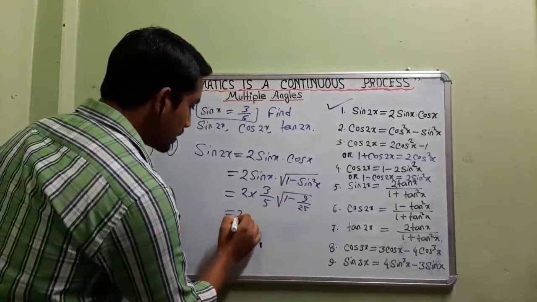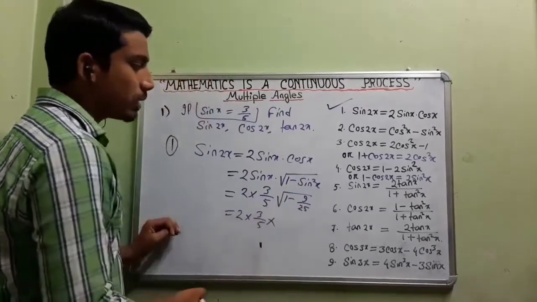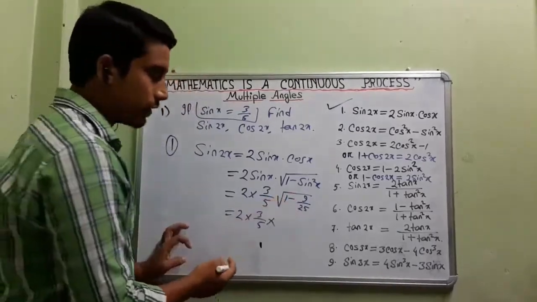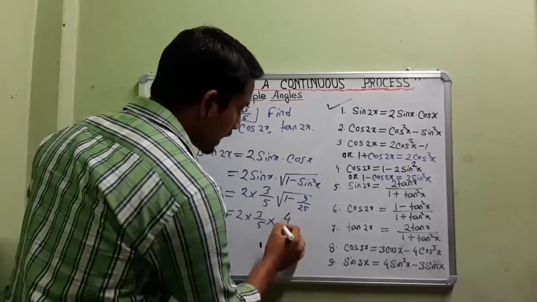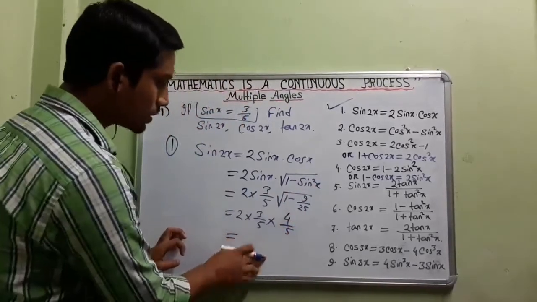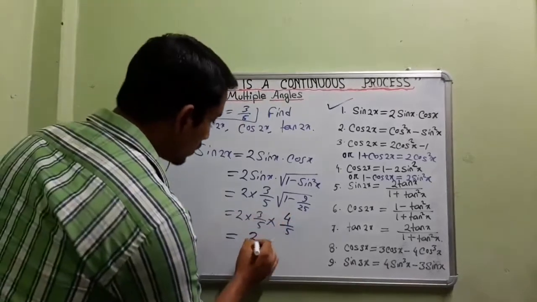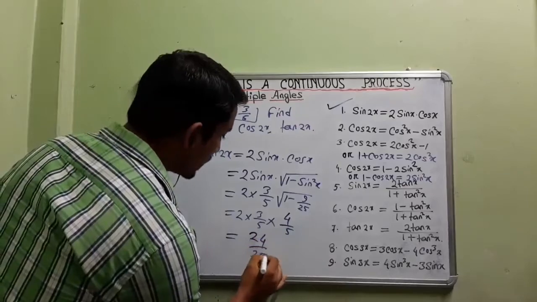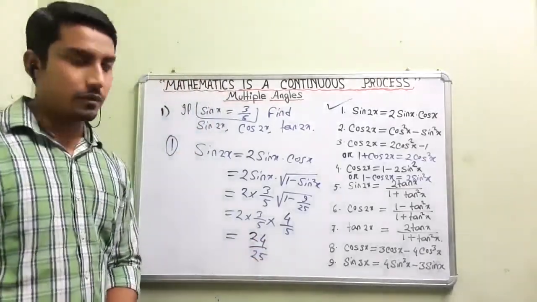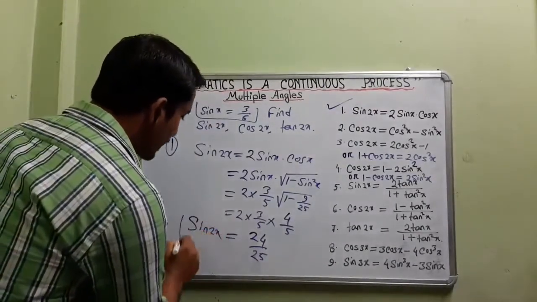So just calculate: 2 into 3/5 into root over of 1 minus 9/25. After taking LCM you will have 16/25. After taking the square root of that you will get 4/5 obviously. So what are you getting after calculation? 3 2s are 6, 4 6s are 24, 24 divided by 25. So we got sin 2x equal to 24 divided by 25. That is how we found the value of sin 2x.